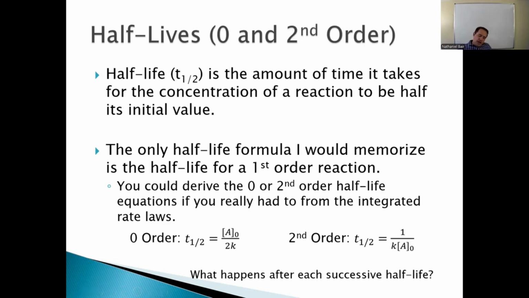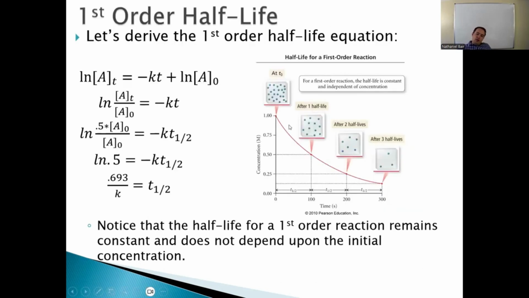Here's the good news. I am not on the test going to make you do a zero or second order half-life problem. Because most radioactive substances are first order kinetics, we are just going to work on the first order half-life equation. And it is this: 0.693 over K equals the half-life. We're actually going to derive that here in just a second. I'll show you how to derive that.